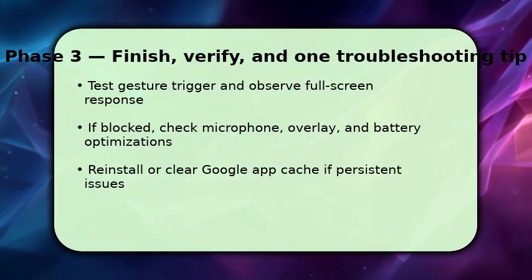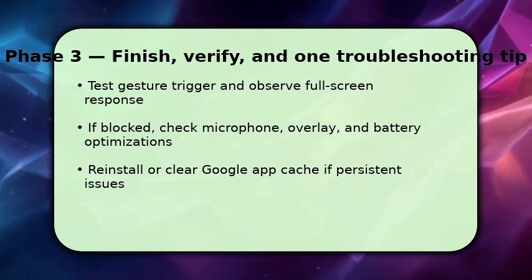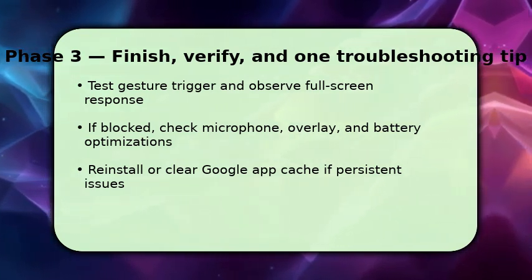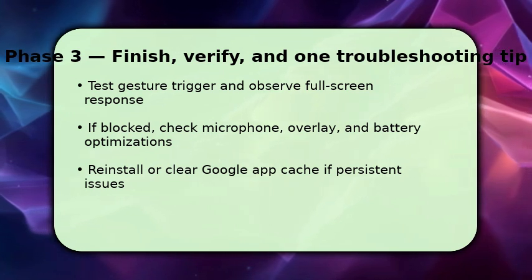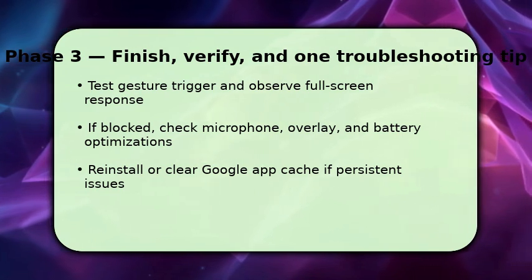Finish by testing the gesture. Perform your chosen action and watch Assistant expand full screen. You should see responses and visual cards. If it doesn't, check microphone, display overlay, and background battery optimizations. Those are common blockers, and make sure Assistant is set as the default Assistant app.